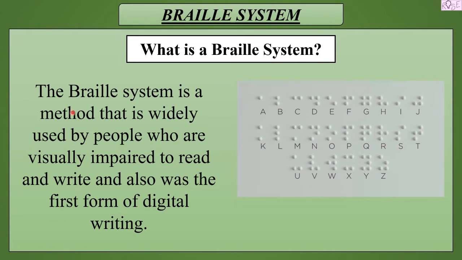The Braille system is a method that is widely used by people who are visually impaired, that means who cannot see, to read and write, and also was the first form of digital writing. Yes, so this is how the Braille looks. See, you can see A is symbolized by one dot, B is by two vertical dots, C by two horizontal dots. So the patterns of dots are made on a paper and they all symbolize a letter and numbers too. So this is known as Braille system.